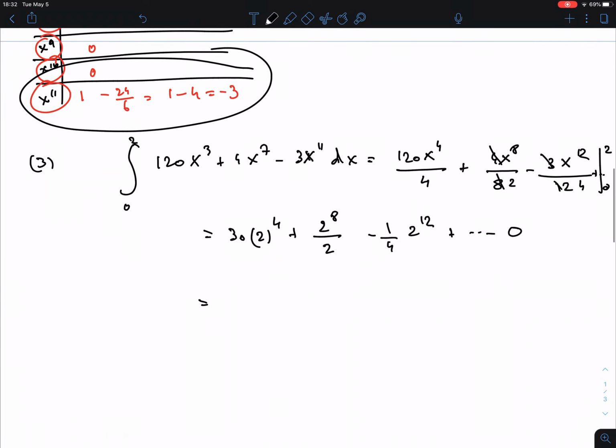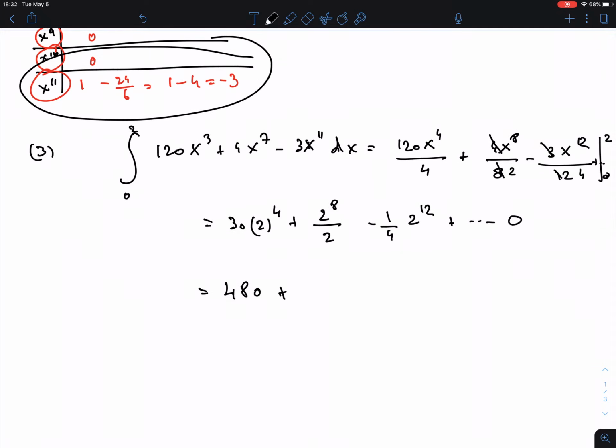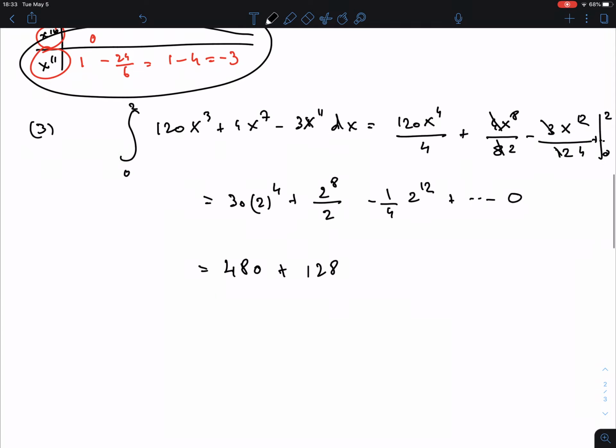And then, so let's work it out. 2 to the power 4 is 16, 16 times 30 is 480, right? Yeah, 480. This is 2 to the power 8 divided by 2, that's 2 to the power 7, which is 128, and then 2 to the power 12 divided by 2 to the 4, which is 2 to the power 2, is actually 2 to the power 10, so it's minus 1024 plus dot dot dot.